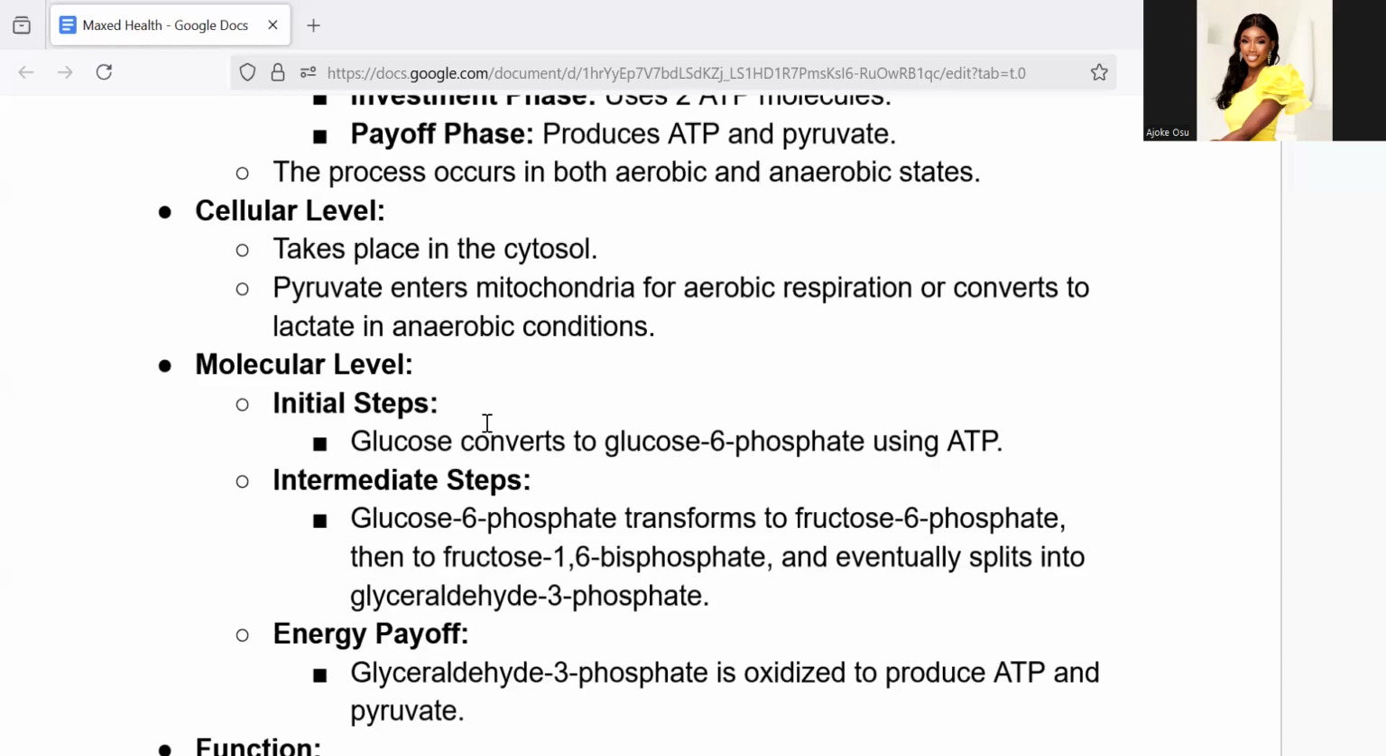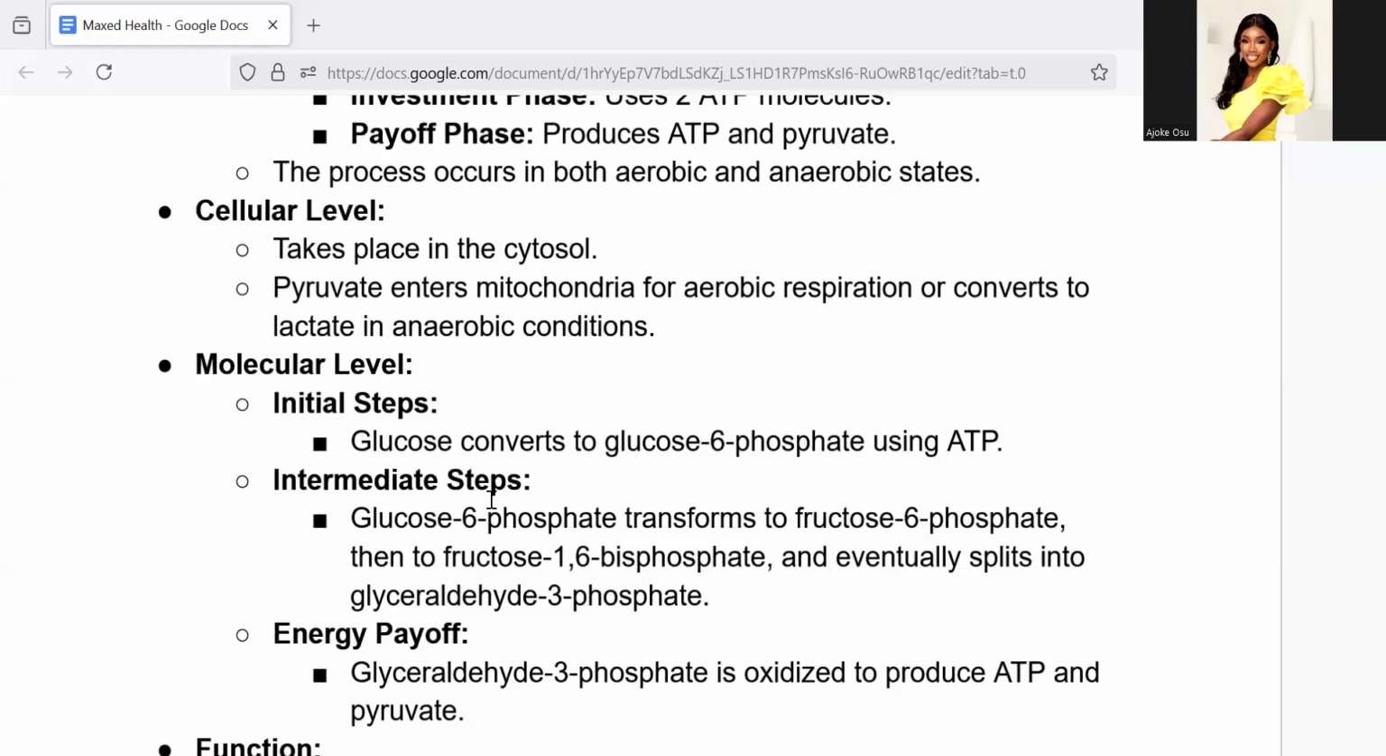Dihydroxyacetone phosphate, DHAP, and glyceraldehyde 3-phosphate are then created from fructose 1,6-bisphosphate by fructose bisphosphate aldolase, which is the enzyme. DHAP will now be converted to glyceraldehyde 3-phosphate by triose phosphate isomerase. That's the enzyme that's used to convert it, so now the two glyceraldehyde 3-phosphate molecules will continue down the same pathway.